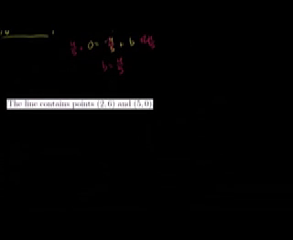Now we have this one. The line contains the points 2, 6 and 5, 0. So they haven't given us the slope or the y-intercept explicitly, but we could figure out both of them from these coordinates. The first thing we can do is figure out the slope. So we know that the slope m is equal to change in y over change in x, which is equal to, what is the change in y? Let's start with this one right here.